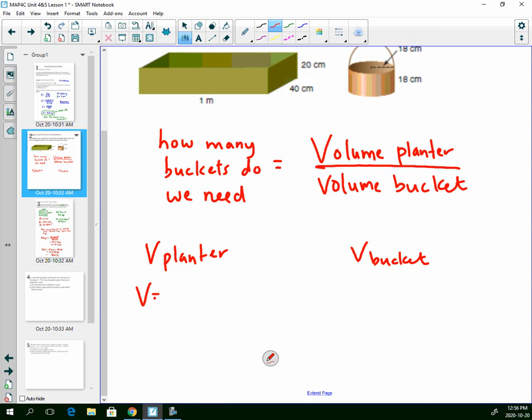While the planter is a rectangular shape, so it will be the length times the width times the height. One thing I do notice is that the length is given in meters, whereas the widths are given in centimeters. So I can either change everything to meters or everything to centimeters. I also noticed that the bucket is in centimeters, so I might as well change the meter to centimeters, which will be 100 centimeters in a meter. So that will be 100 centimeters long.